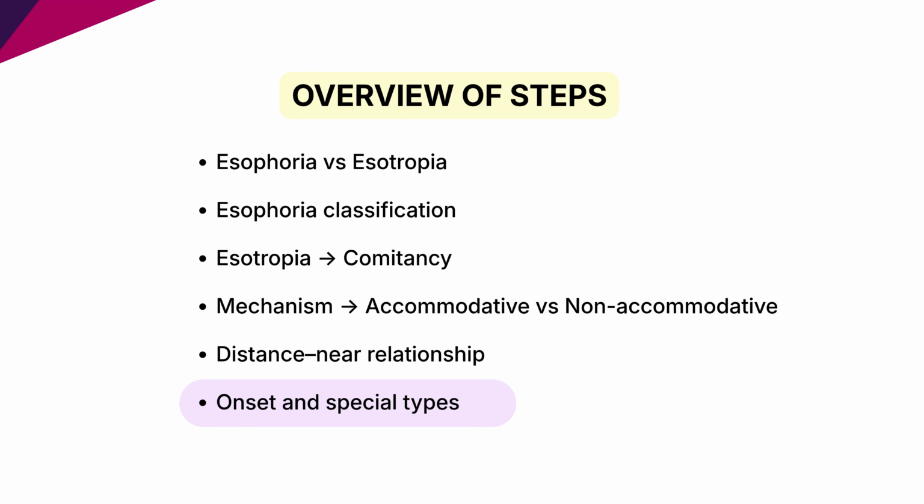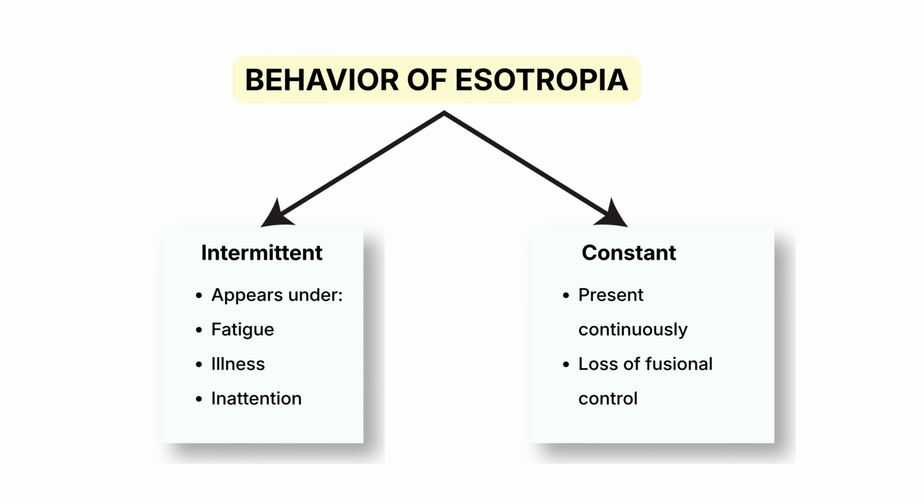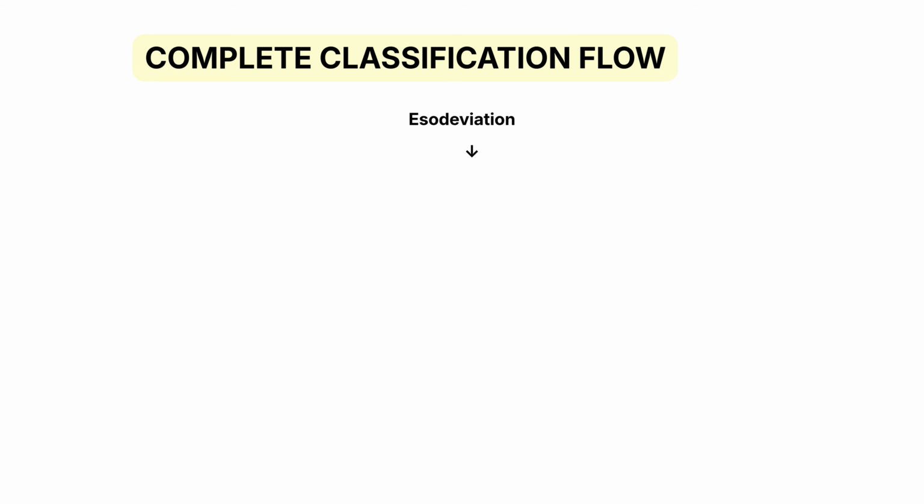Alright, finally the esotropia can be described based on how it behaves over time. Intermittent esotropia appears under certain conditions such as fatigue or loss of attention, and constant esotropia is present continuously, indicating a loss of fusional control. Many esotropias may initially be intermittent and later they become constant. So this is how we classify esotropia.